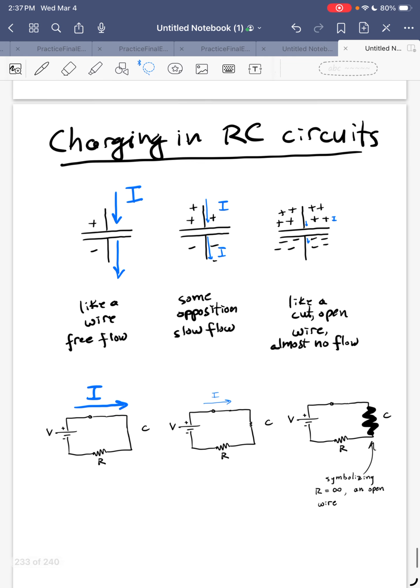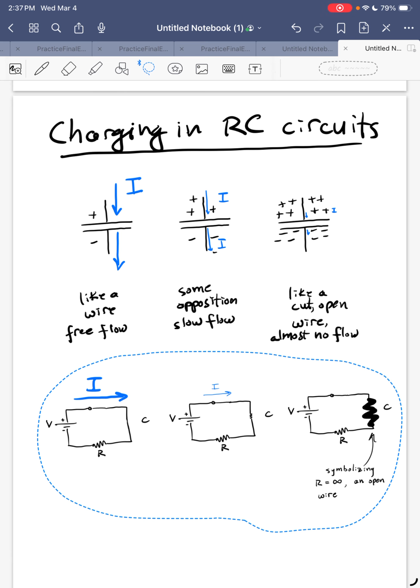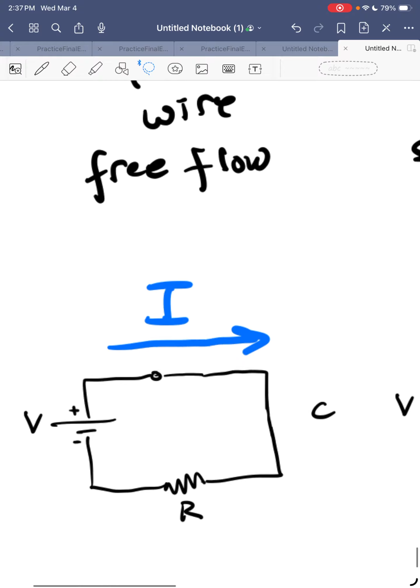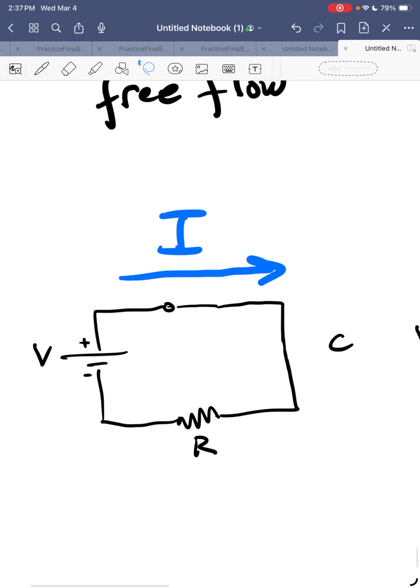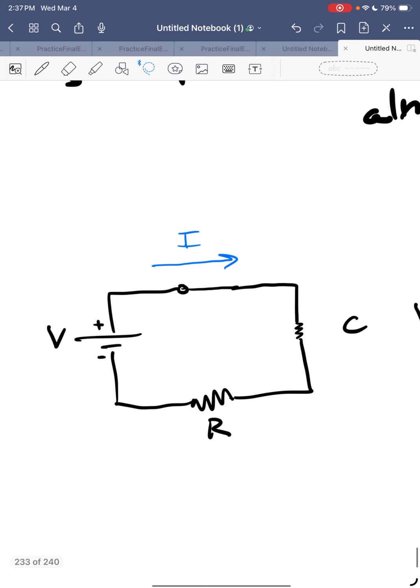So we can represent that by these diagrams down here. Let me just sort of focus in on these guys. So the first one looks like this. You close the switch and current flows through the capacitor as if it's just a wire. Okay, so the current flow is really strong. Then if you wait a little bit longer, there's some opposition that builds up in the capacitor. So it's almost like, I'm symbolizing it here with a little resistance. And the current is now less because it's receiving more opposition in the circuit.